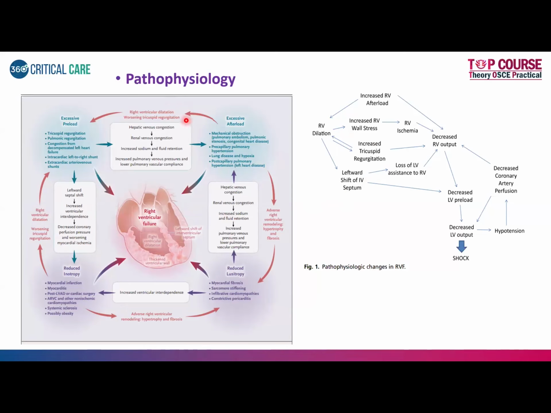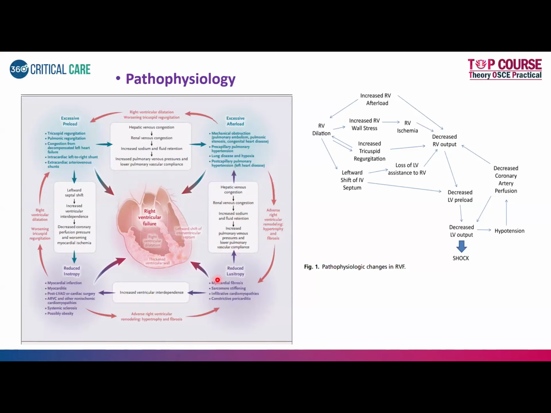Right ventricular dilation also worsens the tricuspid regurgitation, resulting in congestion of the right side, which is hepatic venous congestion and renal venous congestion, which further worsens the fluid and sodium retention and worsens the pulmonary pressures, resulting in a lower pulmonary compliance. This also worsens the ventricular interdependence. On the left side, what happens? Basically, all this can further be worsened by ventricular remodeling, hypertrophy, and fibrosis.